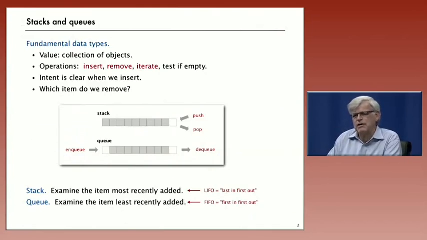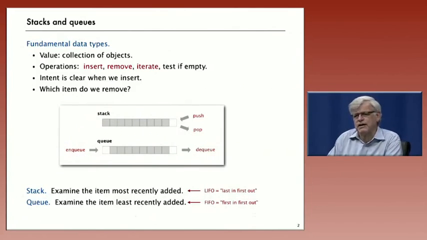For the stack, we take out the item that was most recently added. The terminology that we use is push to insert an item and pop to remove the item most recently added. That's also called the LIFO discipline, last in, first out. For queue, we examine the item least recently added. In those operations, to distinguish them, we call enqueue to insert an item and dequeue to remove an item. And that's also called the FIFO discipline, first in, first out.